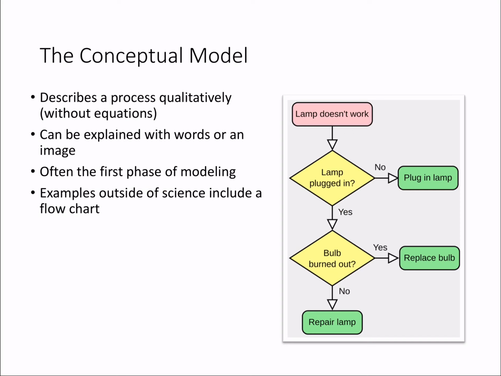Examples outside of science might include a flowchart, like I have here. This flowchart shows your decision-making process. If your lamp doesn't work, well, what's the first step? You're going to see if the lamp is plugged in. Based on whether it's plugged in or not, you're either going to plug in the lamp or move on to the next step of troubleshooting to see if the bulb is burned out. And based on whether the bulb is burned out or not, you'll either replace the bulb or bring it to a repair shop to get fixed. So this is a conceptual model because it's describing a process, your decision-making process of trying to figure out what's wrong with your lamp.